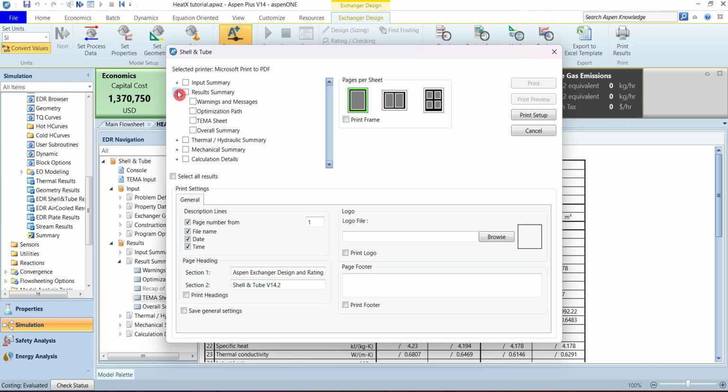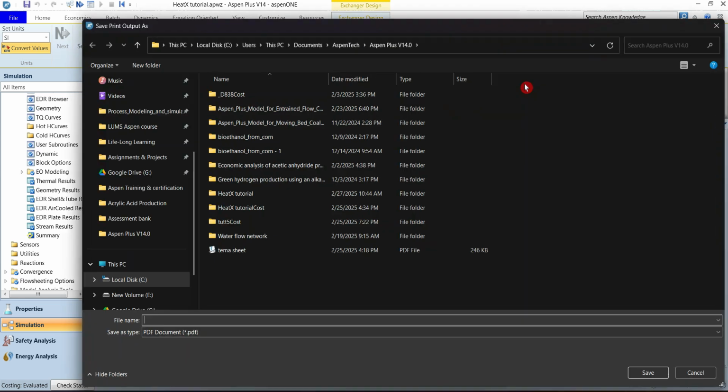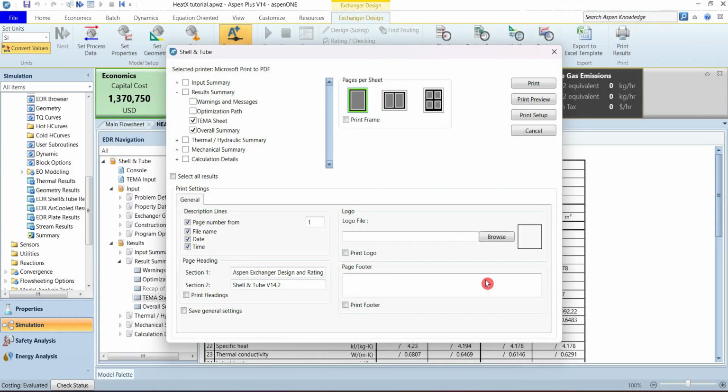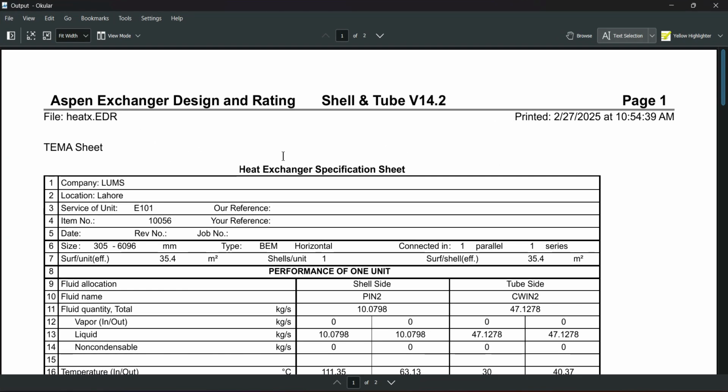For example, in the result summary, if you are only interested in printing the TEMA sheet, then you can choose this option. If you are also interested in printing the overall summary, then you can print it. You can print a soft copy, or you can directly connect it to a hard printer to print. So let's save the print, call it a TEMA sheet, open this option. So here is the printout of the TEMA sheet that we have just printed out.